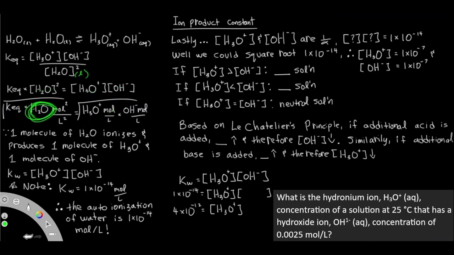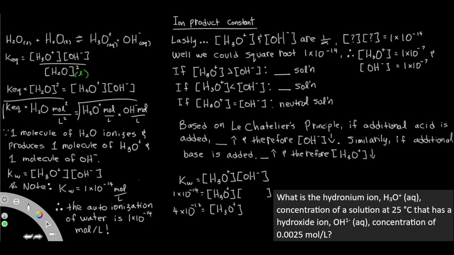We just end up getting within here one molecule of H2O ionizing and producing, for our equal sign here, one molecule of H3O and one molecule of hydroxide. So technically, our Kw is only our product over here, our hydronium and our hydroxide. Note, Kw is actually 1 times 10 to the negative 14 moles per liter.